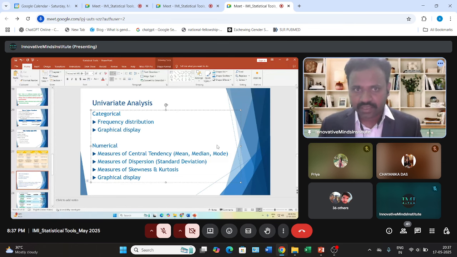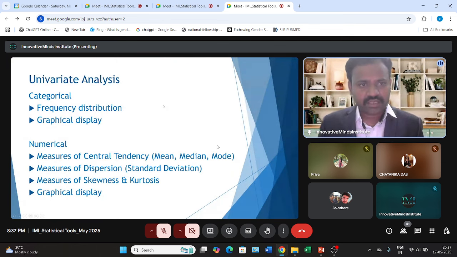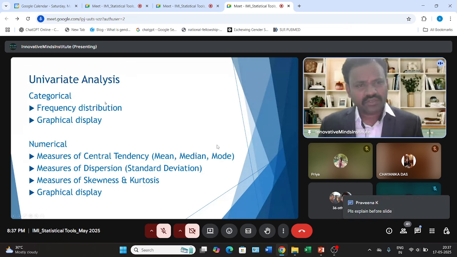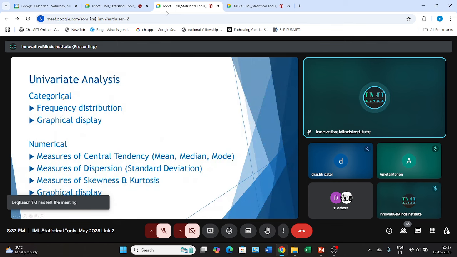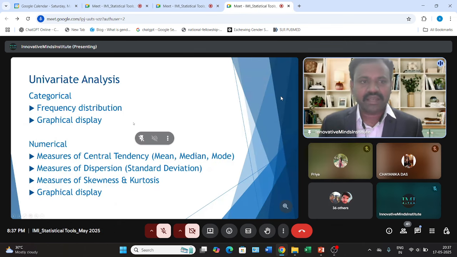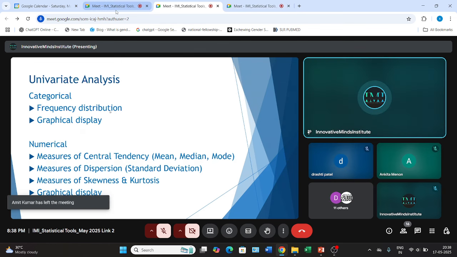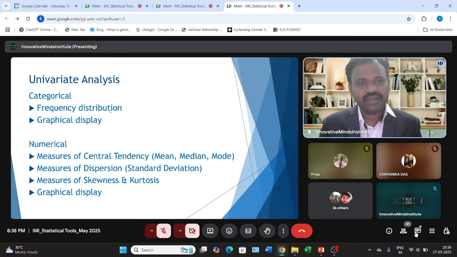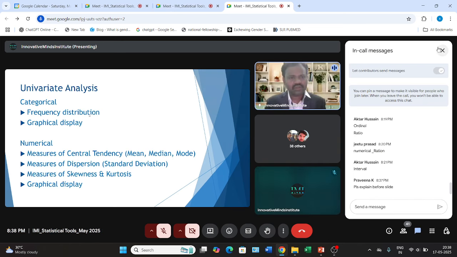Univariate analysis, if you have only a single variable, hypothesis testing is not necessary, but you can do a few things. This is for the beginners. In your research, surely you will have this kind of analysis. If you have a single variable and that variable is categorical in nature, for an example, just now we have seen marital status, married, unmarried, then frequency distribution is enough. For the socio-demographic variables, mostly you have to apply univariate analysis. Frequency distribution means a frequency table, that is enough. Graphical display like bar chart, pie chart, all those things you can have.